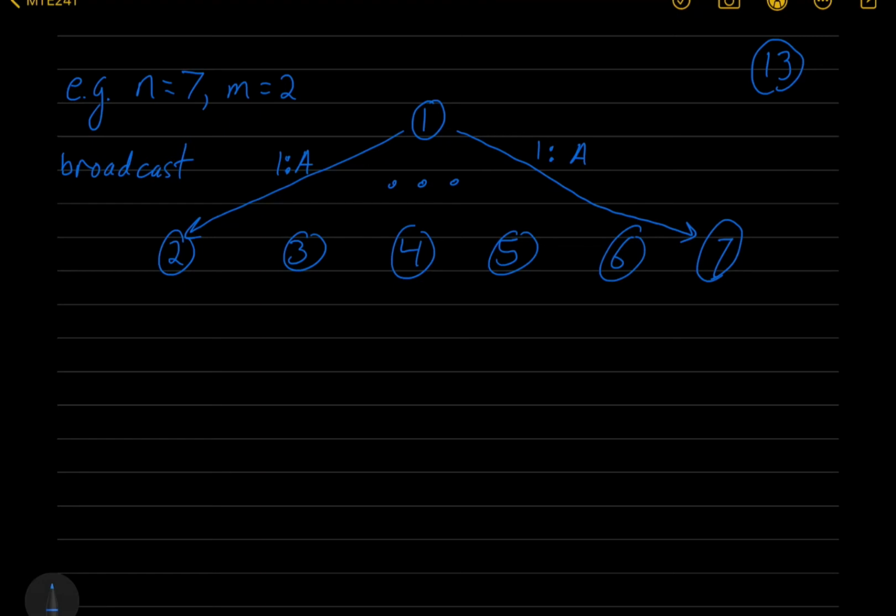Now the 6 generals are going to implement the oral message algorithm to reach consensus about what they heard. And I'm going to keep a tally of the number of messages sent. So the message count, let's call that MC, for broadcast in this case is 6.